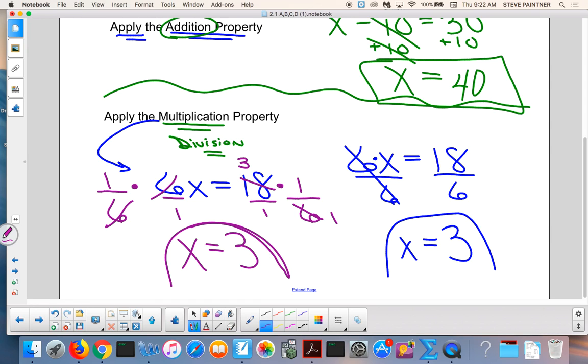Okay, how many people would do it this way? How many people would do it that way? Okay, most hands are up. Now, when would you do it this way? Is a fraction. What do you mean?